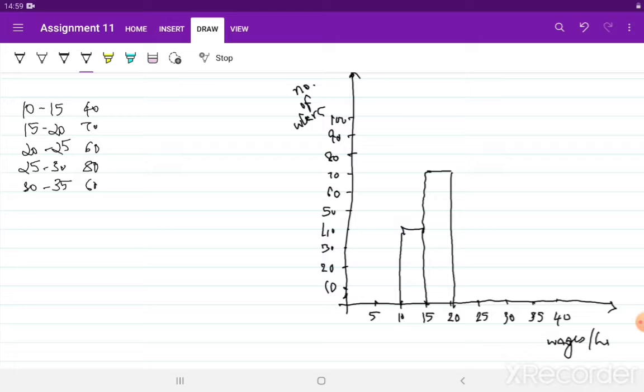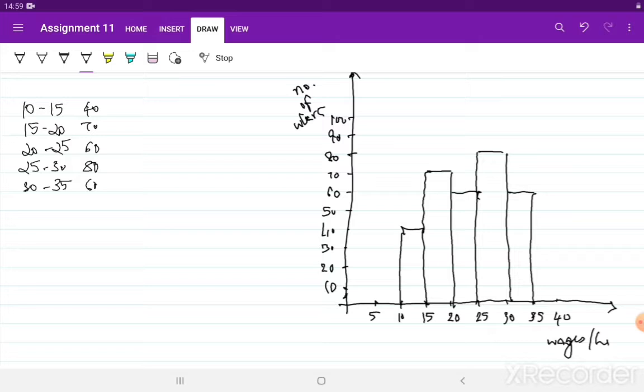20 to 25 is 60, 25 to 30 is 80. Once again, it should actually coincide with the line that marks 30. 30 to 35 is 60.